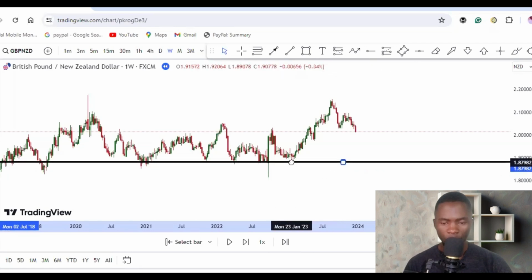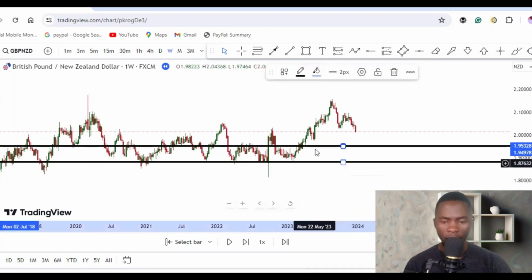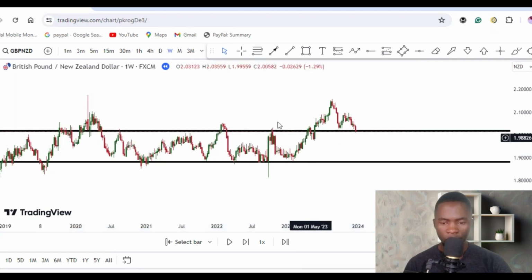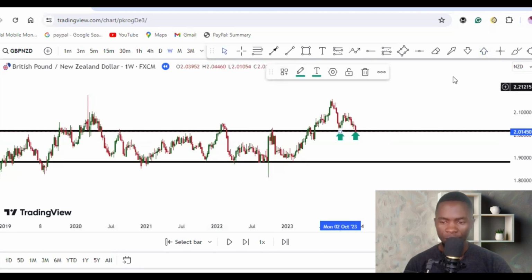So this is my first zone around this place. You can see the market has respected this zone already a couple of times. Then this is another zone the market has respected. Here, 1, 2, 3, 4, 5, 6, 7, almost 8. Now the 9th time. So I'm waiting to see what reaction will form below this zone.